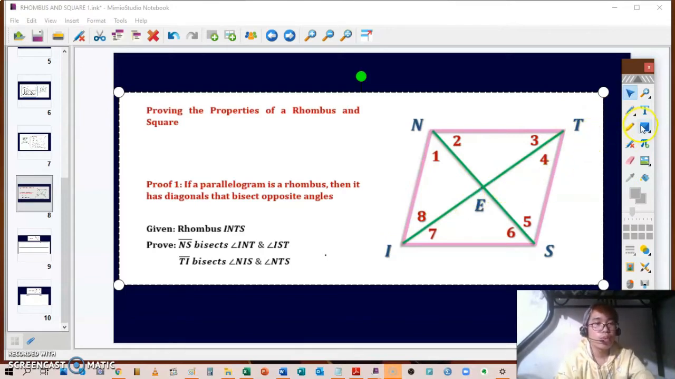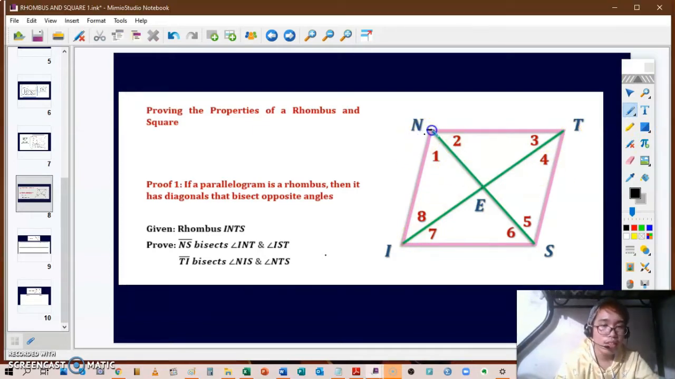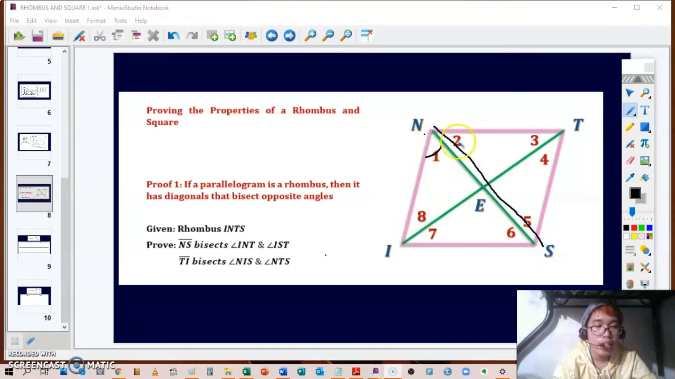Okay, let's say, for example, we have your rhombus INTS. We need to prove that NS, this diagonal here, bisects angles INT and IST. So you have your NS, and it bisects angle INT and angle IST. And we also have your TI, that bisects angles NIS and NTS.